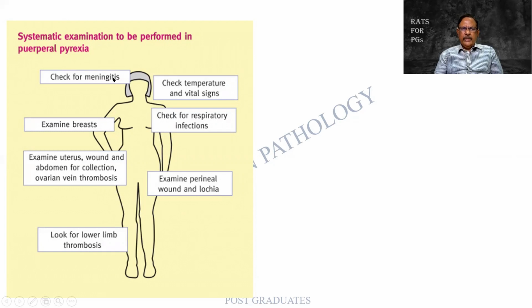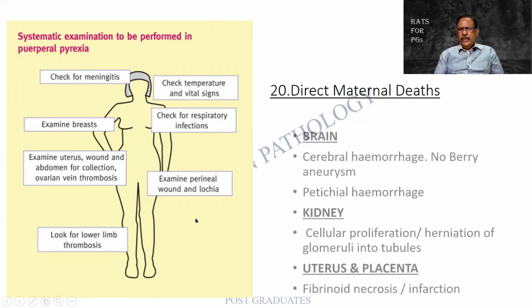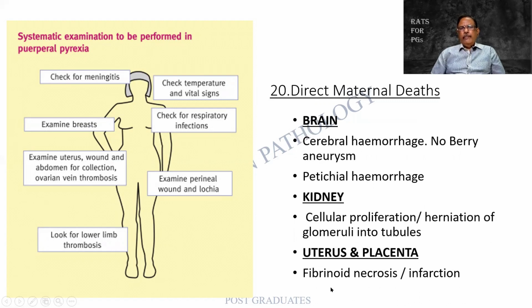You will have to check for meningitis when the patient is alive. Check for the temperature signs. Examination of the breast. Examination of the respiratory infections as such. Uterus for a collection of any of it. And the vein should be examined for thrombosis. Always the fluid should be sampled wherever it is. Look for the lower leg vein thrombosis, etc. So this is a general examination that one should have in mind. Try to superimpose on the direct causes for maternal deaths, in which you will be finding the various organs. This is what I told you people in the beginning. There is a second half of it. Let us see what is happening.